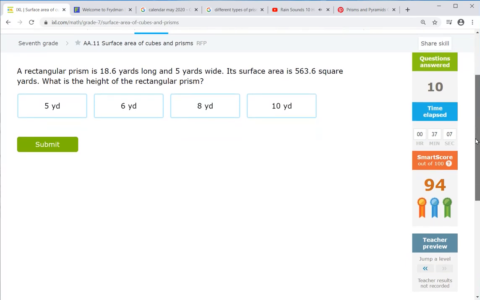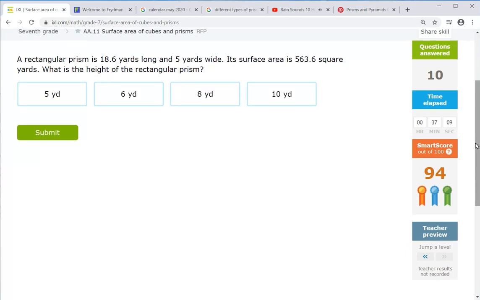Okay. A rectangular prism is 18.6 yards long and 5 yards wide. Its surface area is 563.6 square yards. What is the height of the rectangular prism? So let's draw it out. Let's see. 18.